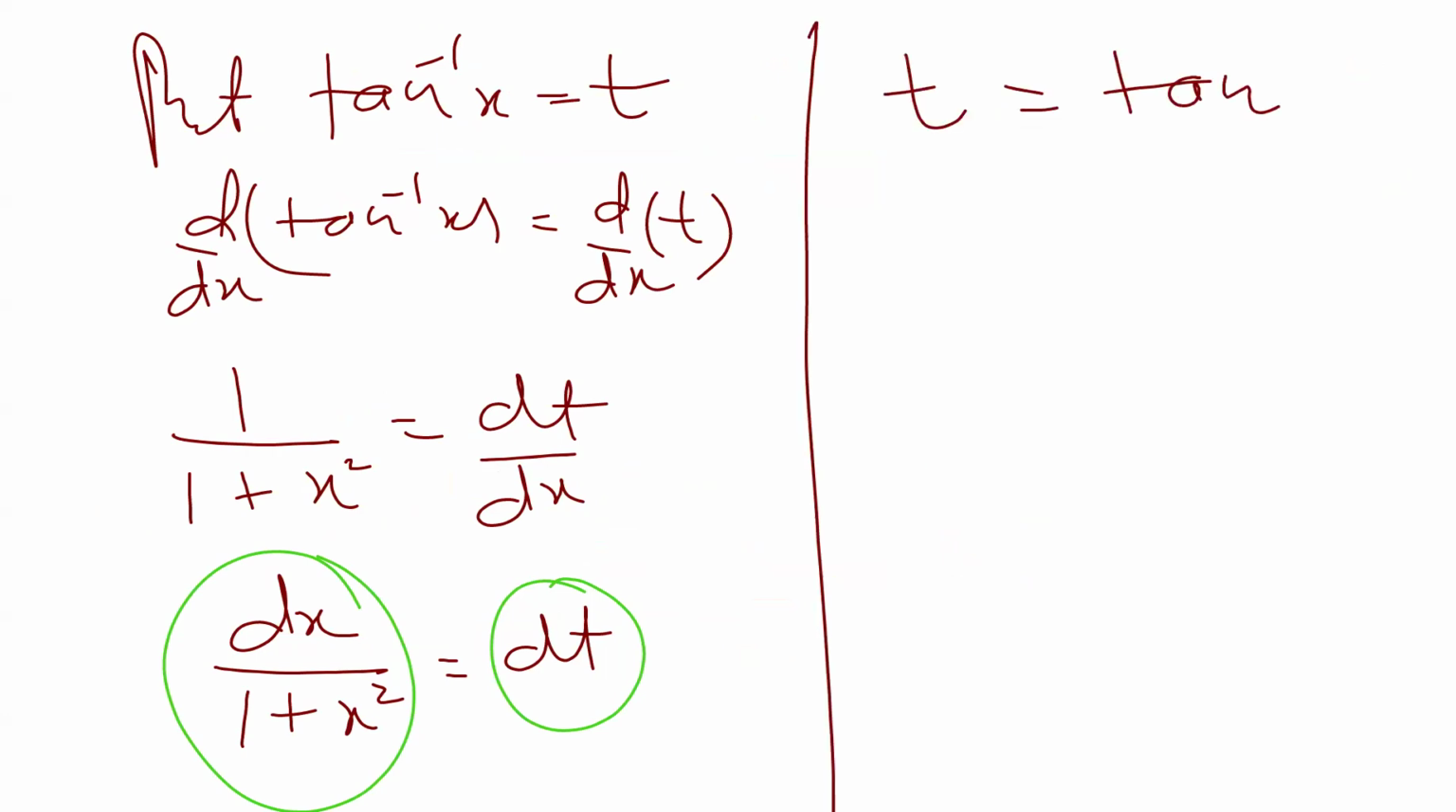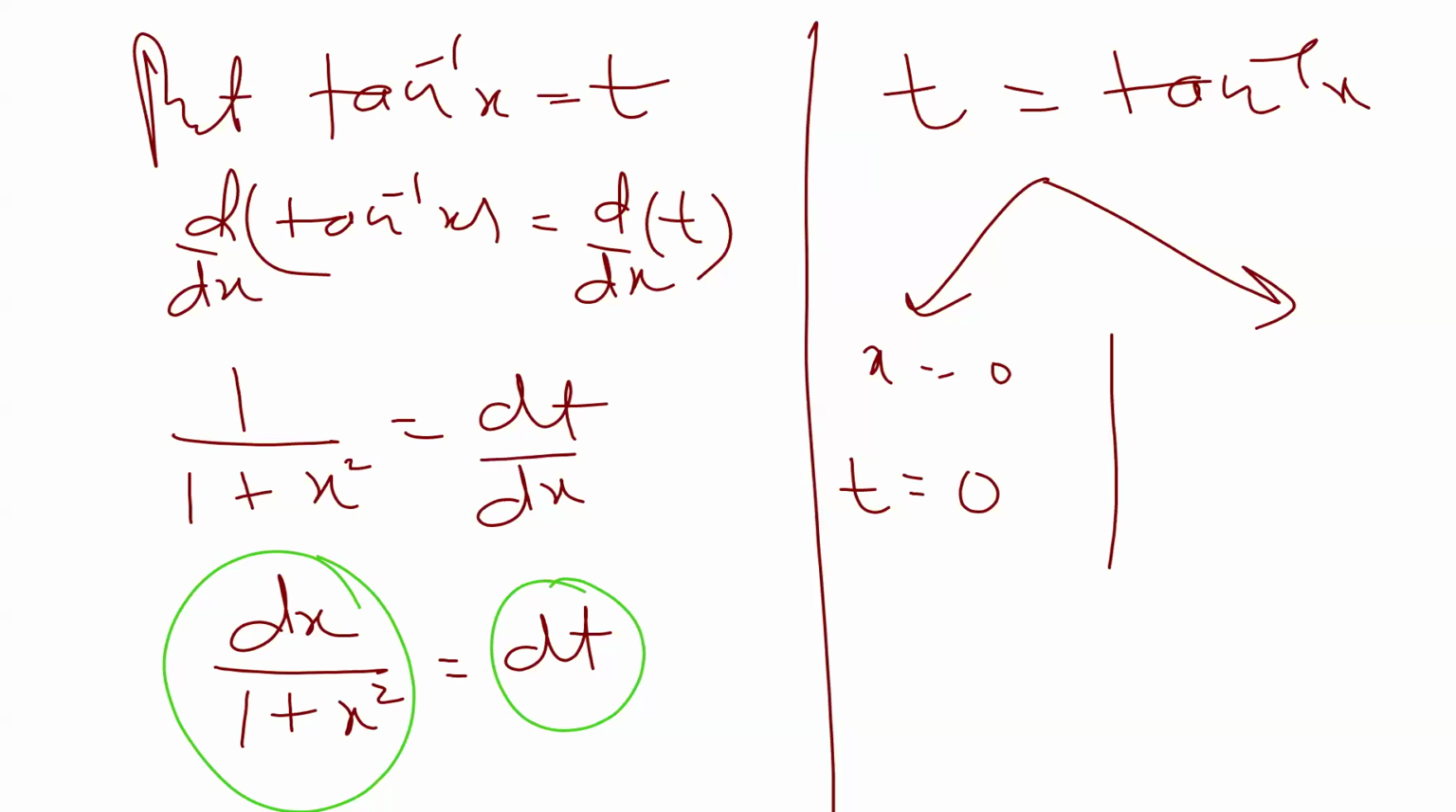t is equal to tan inverse x. So when x is 0, t is equal to tan inverse 0, which is 0. And when x is infinity, t is equal to tan inverse of infinity, which is 90 degrees, because tan 90 is not defined. So t is equal to pi by 2. Integration from 0 to pi by 2: 0 remained 0, infinity got changed to pi by 2.